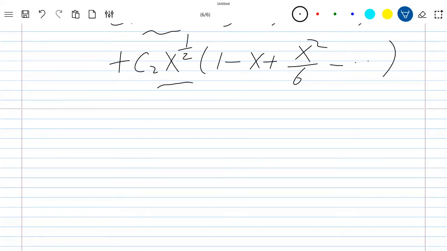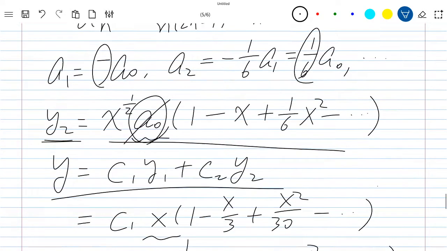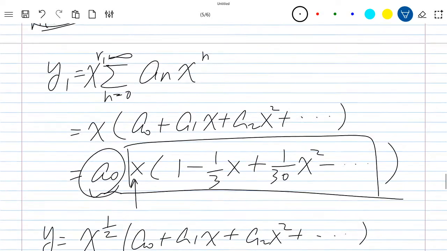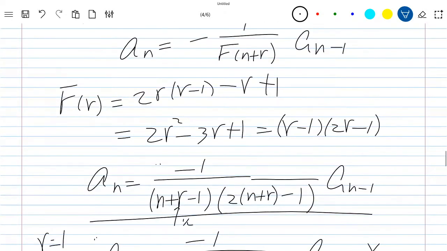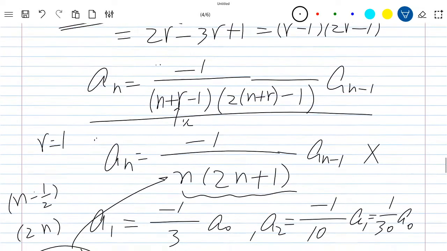Although this is kind of lengthy, every such problem would be similar. You always have this f of r appear somewhere in your recurrence relation. Okay.